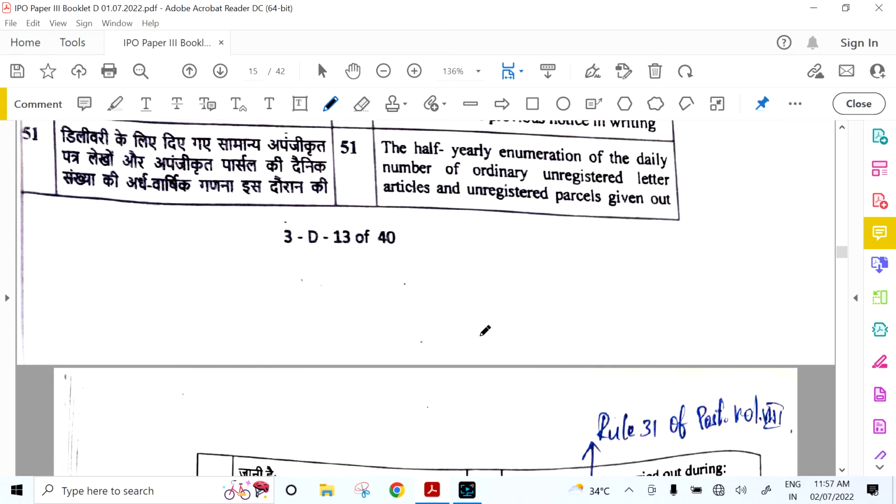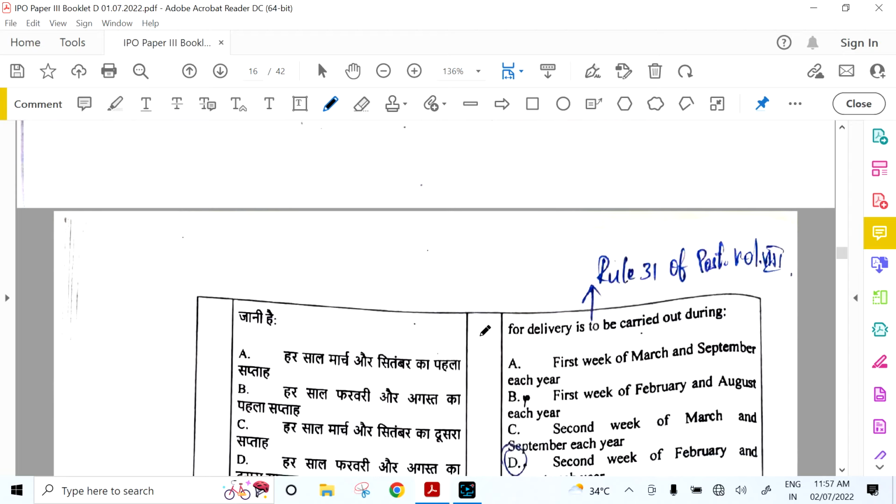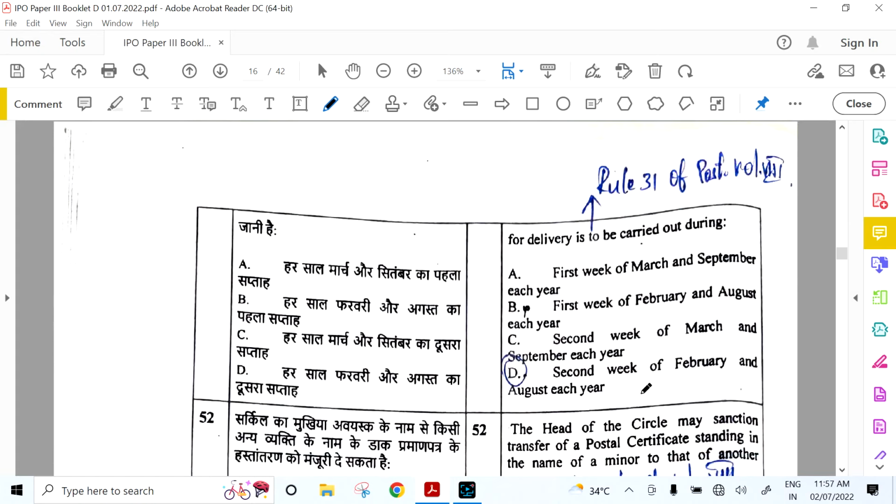The half-yearly enumeration of daily number of ordinary unregistered letters and unregistered parcels given out for delivery is to be carried out during second week of February and August every year. So it is Rule 31 of Volume.